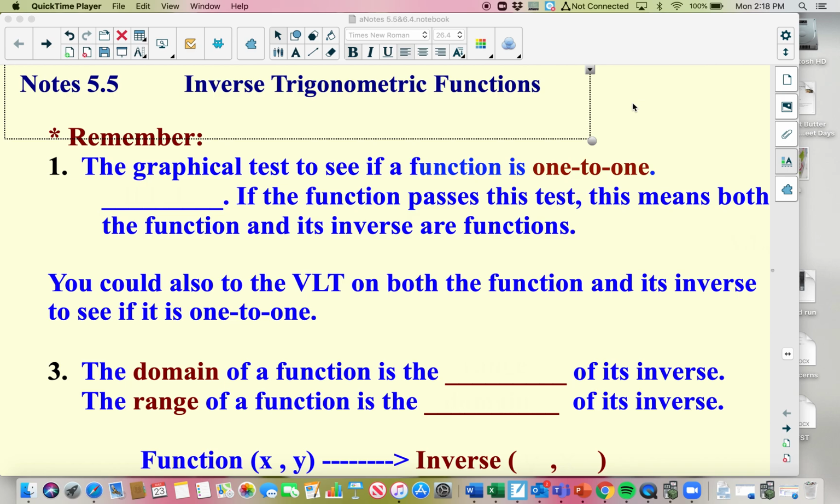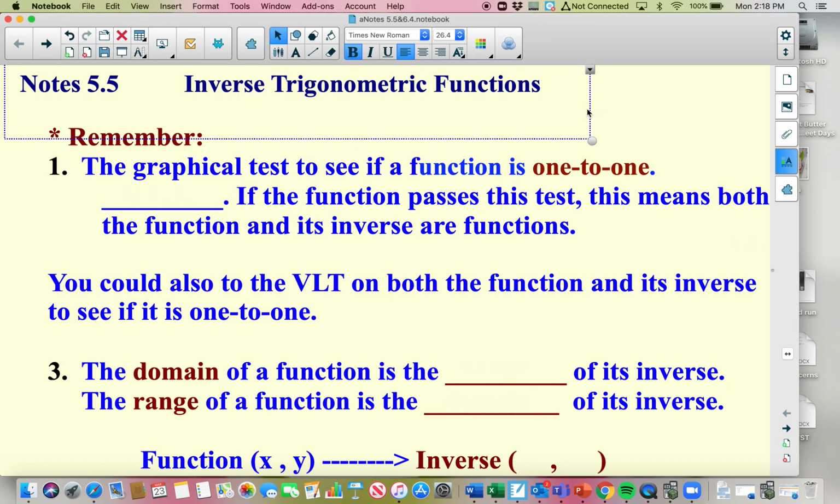All right, welcome. Today's lesson is section 5.5 and it's on inverse trig functions. Before we dive into how inverses work with trig functions, I just want to remind you of some key ideas that you are already familiar with when it comes to inverse functions.